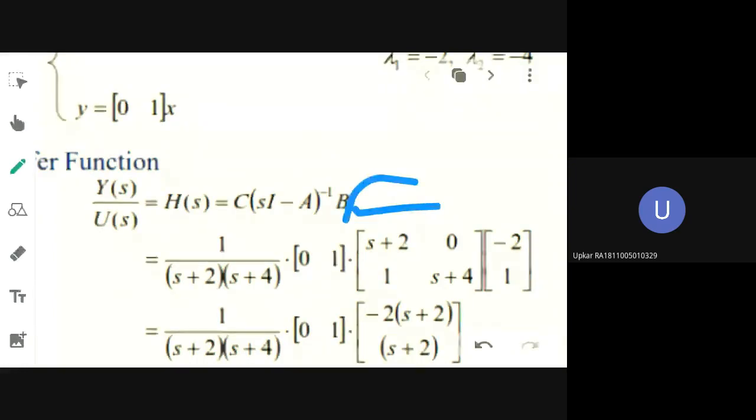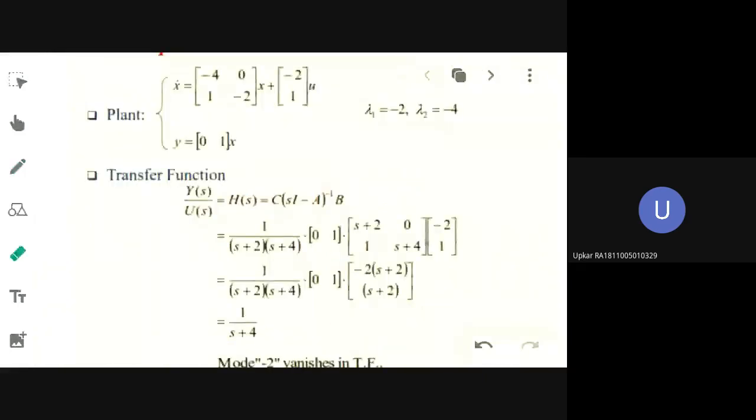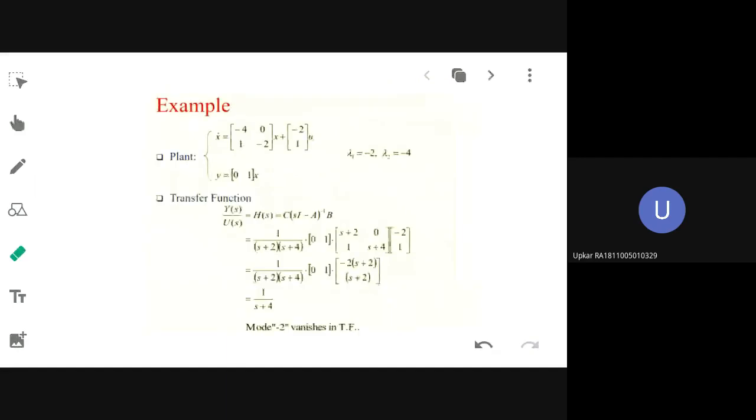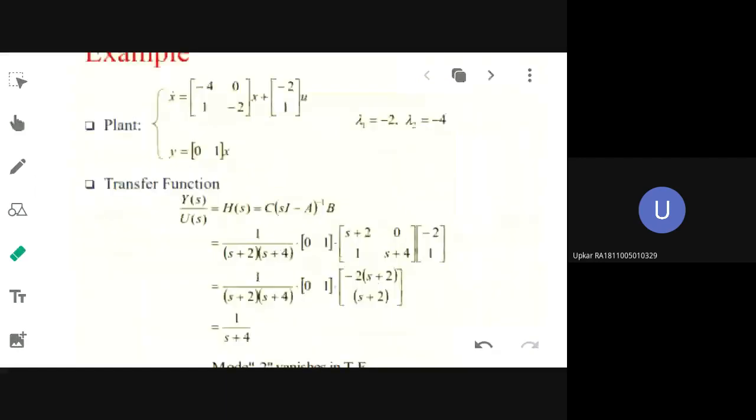Alright. The last topic that is left out is pole zero cancellation. That I will discuss tomorrow because it is a little bit complicated. With that, the syllabus for control system will be over.